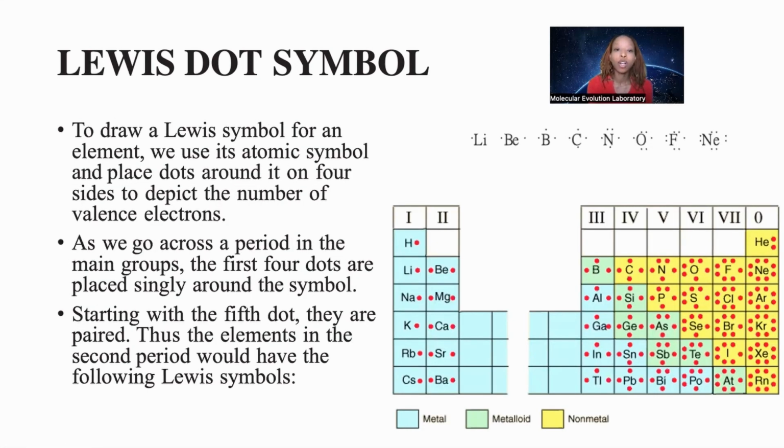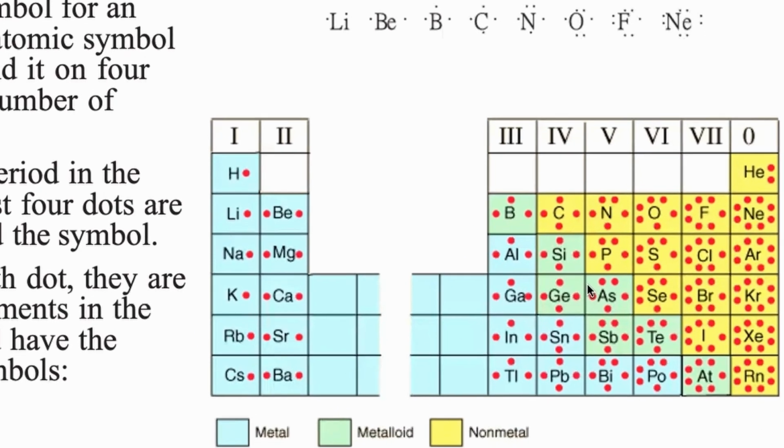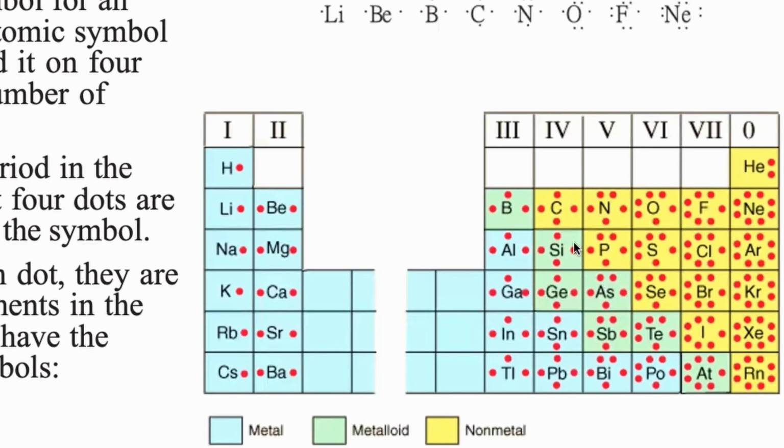To draw a Lewis structure for an element, we use its atomic symbol and place dots around it on 4 sides to depict the valence electrons. As we go across a period in the main group, the first 4 dots are placed singly around the symbol. You place them singly first, and then as soon as it's more than 4, you start putting them in pairs. So the elements in the second period will have dots in pairs. For example, neon would be in pairs because you have a total of 8.